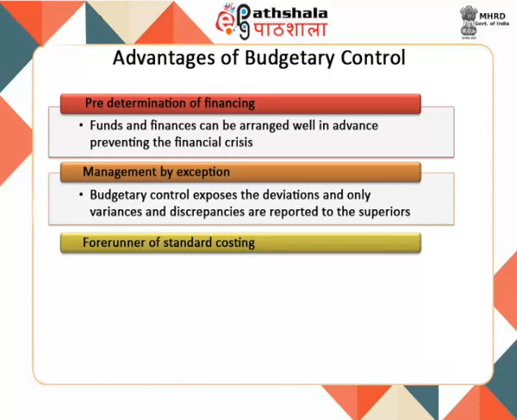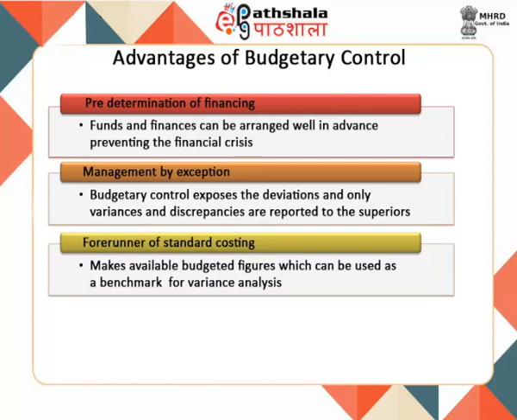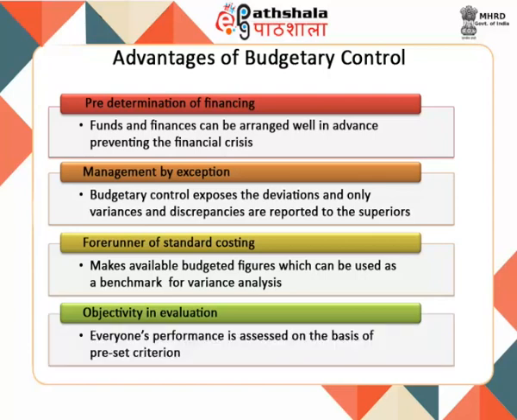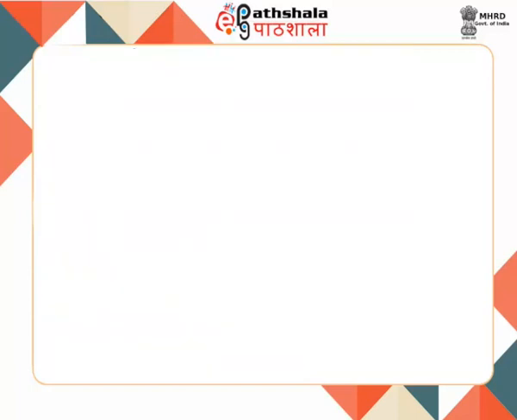6. Forerunner of standard costing. A budgetary control makes available budgeted figures which can be used as a benchmark for variance analysis, paving way for the adoption of standard costing principle in the organization. 7. Objectivity in evaluation. Since everyone's performance is assessed on the basis of preset criteria, assessment is objective without any bias. For an effective system of budgetary control, the presence of following elements is necessary.